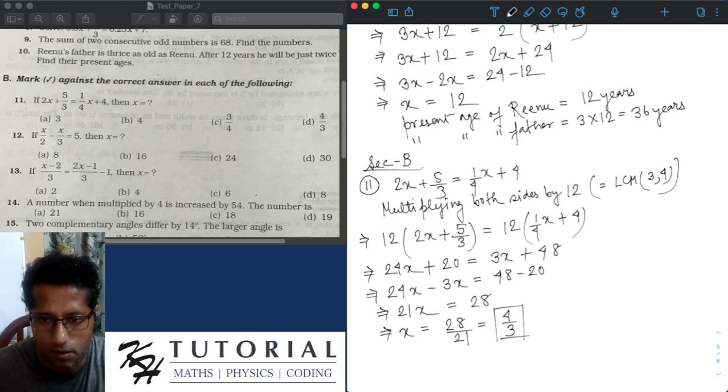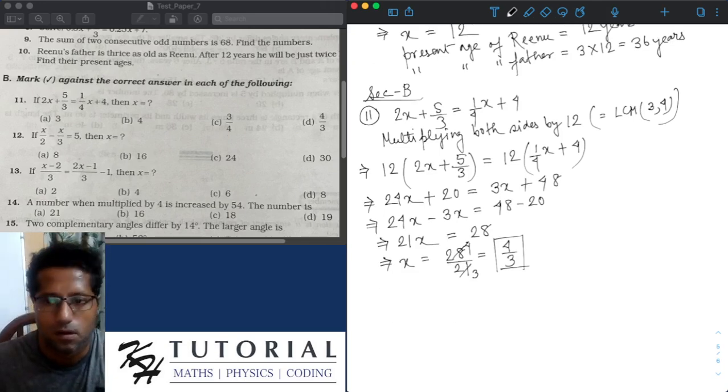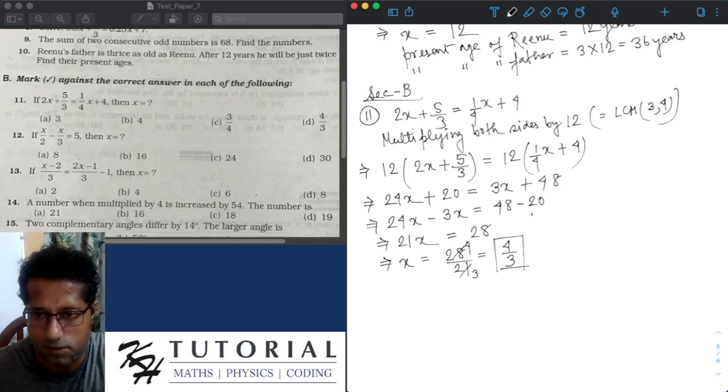So 21 when divided by 7 is 3, and 28 when divided by 7 is 4. Okay, so x is 4 by 3. So we have to select the correct choice. So choice is D.